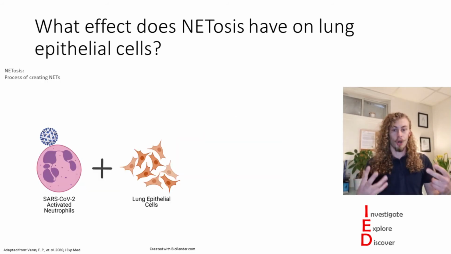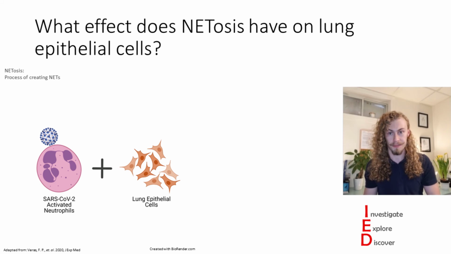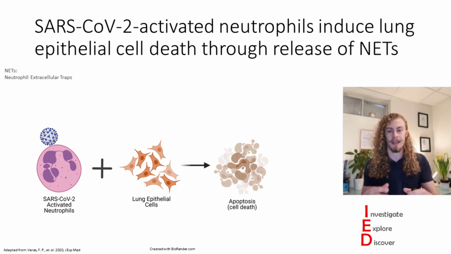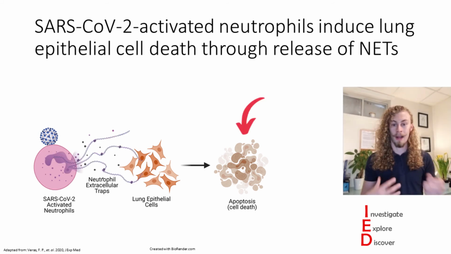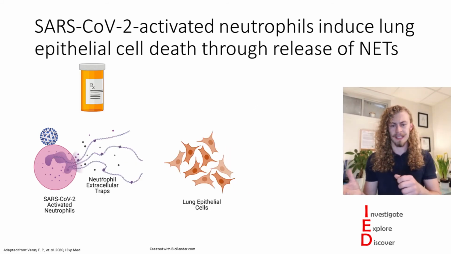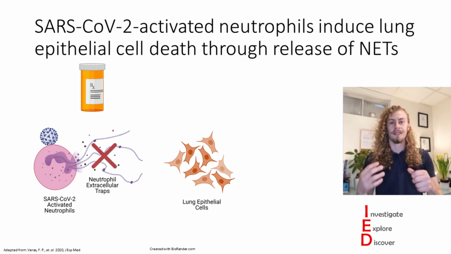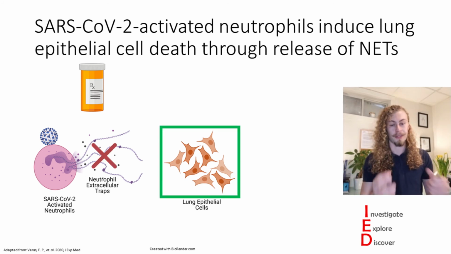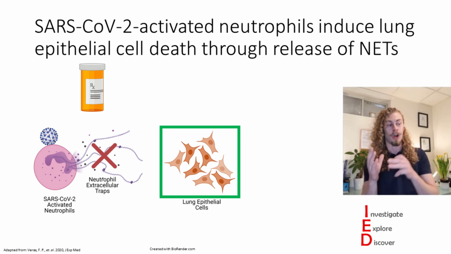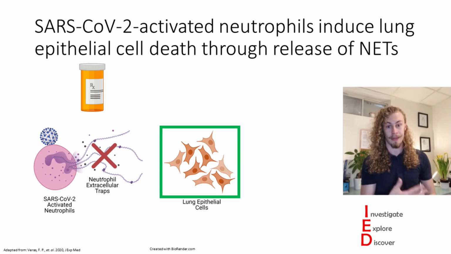Now, because COVID primarily affects people's lungs, they next asked, what effect does netosis have on lung epithelial cells? So what they did is they took SARS-CoV-2 activated neutrophils and co-cultured them with lung epithelial cells. And in doing so, they found that these lung epithelial cells were undergoing apoptosis and dying. However, when they degraded NETs in cell culture, this allowed the epithelial cells to survive, indicating that these NETs are what is causing epithelial cell death and damage.